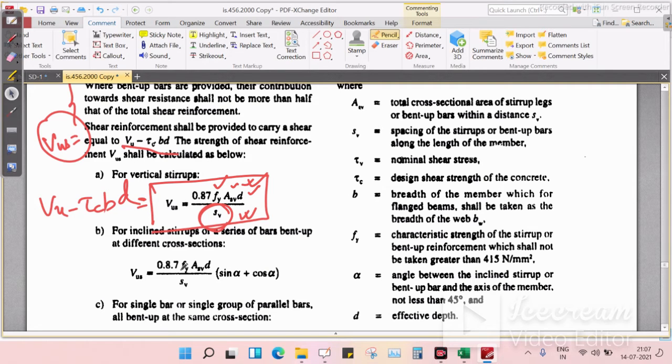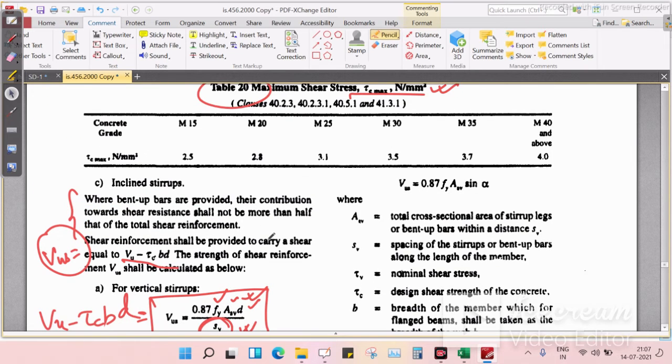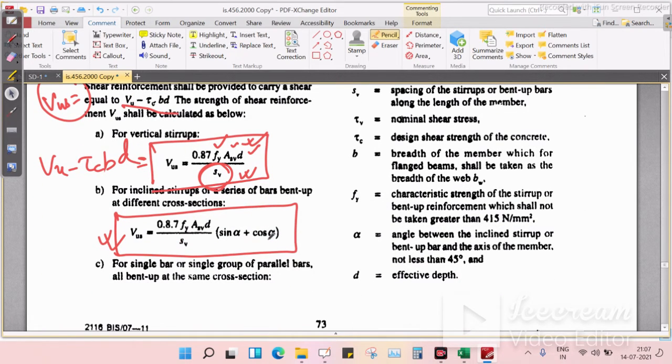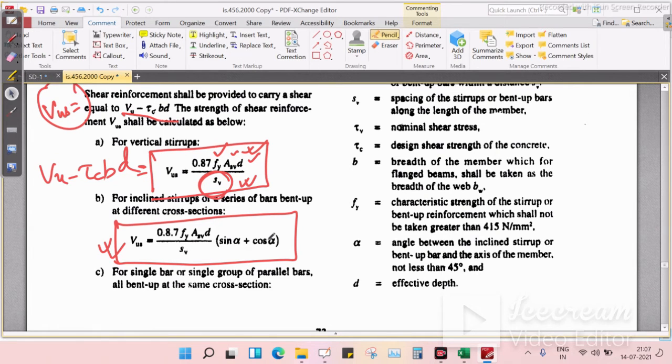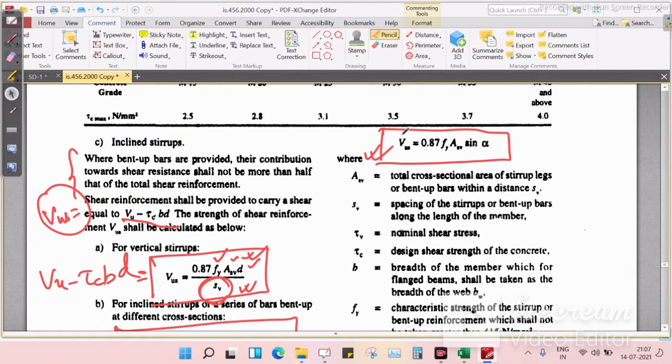Okay, this is for vertical stirrups, and this formula is for inclined stirrups. Next, for a single bar or single group of parallel bars all bent up at the same cross section, this is the formulation.